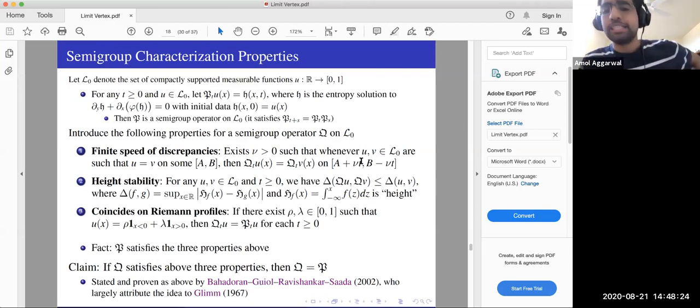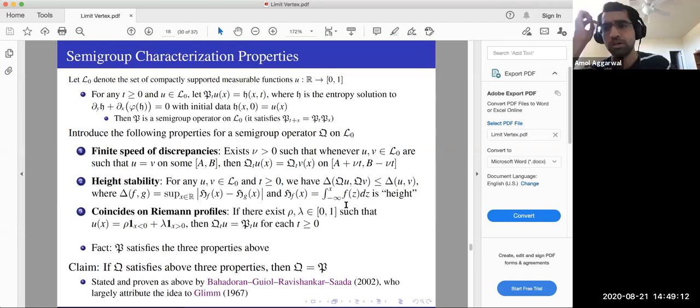Okay, the second is height stability. So what that basically means is that if u and v are close at time 0, then they stay at least that close for all time. So this should be Q sub t. If delta of u and v, which we'll define in a moment, then delta of Q_t of u and Q_t of v is at most delta of u and v. So now this delta of f and g is the minimum over all x of the difference H of f of x minus H of g of x, where this H is simply the integral of f.